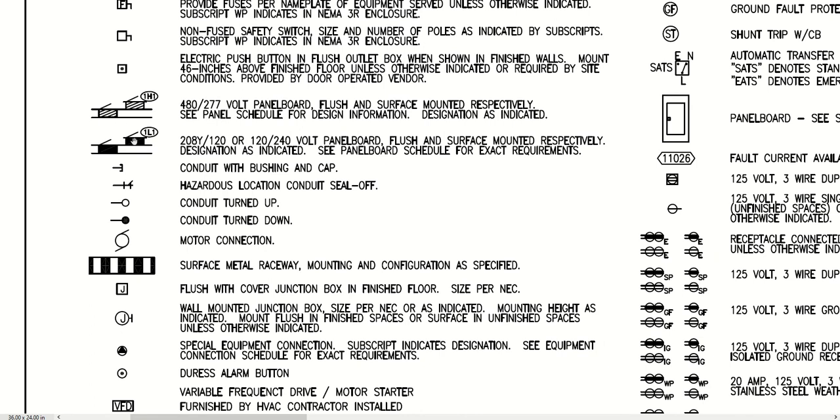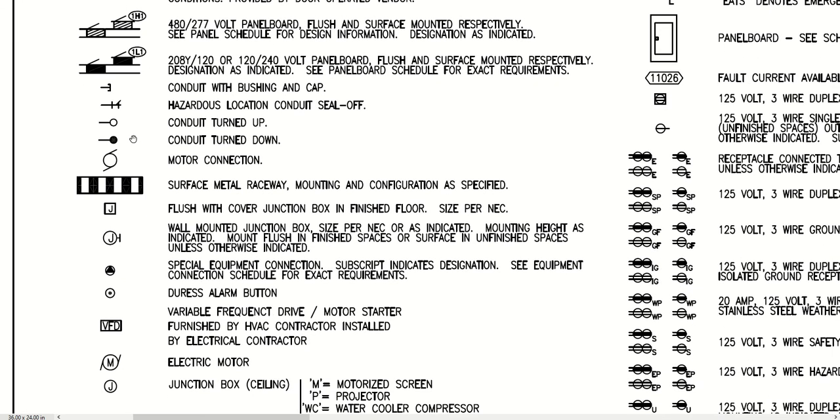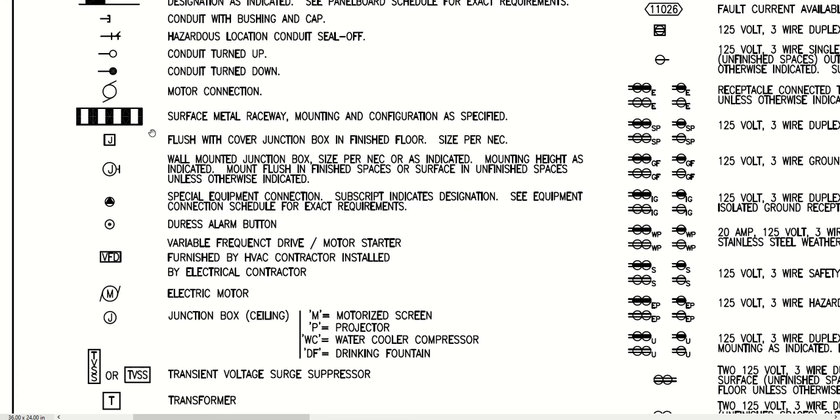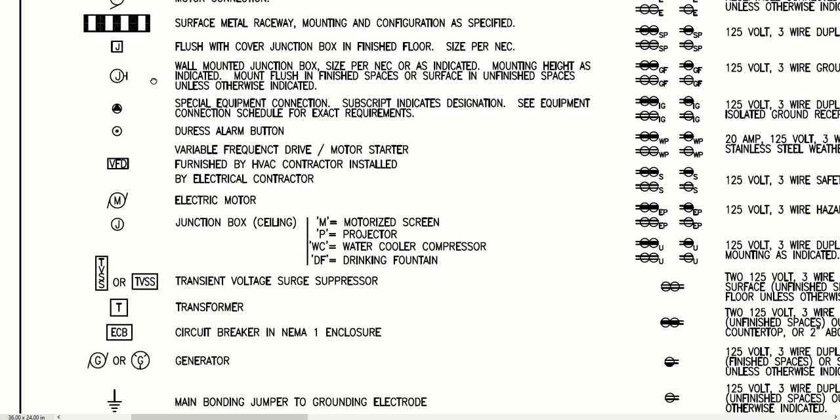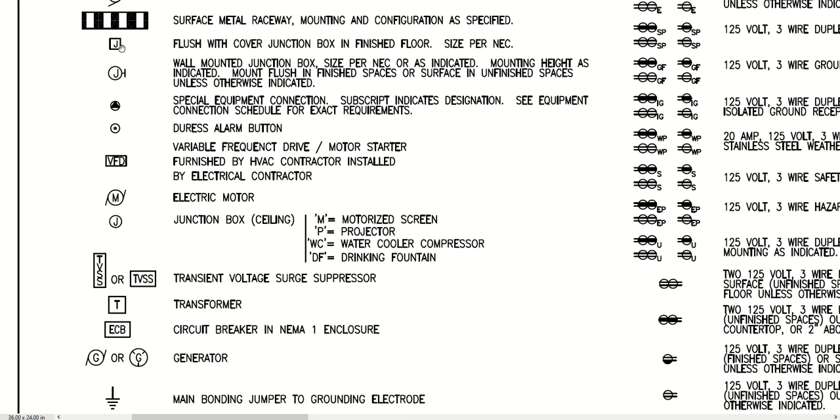The first thing we see are power panels. You can see that we designate a difference between a 208 and a 480 volt panel. The 480s are hatched, and the 208/120 and 240 panels are solid in color. So we should expect to see that on the plans. You may see some stuff about conduit turn up, but not typically. You will probably see different types of junction boxes.